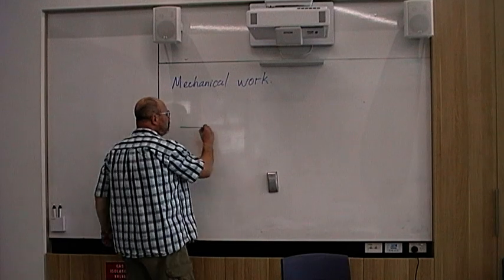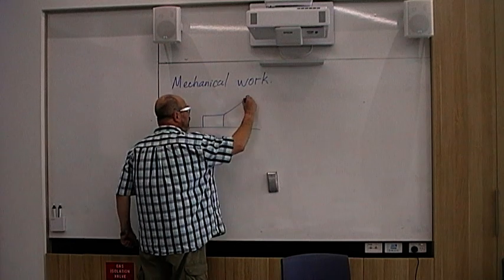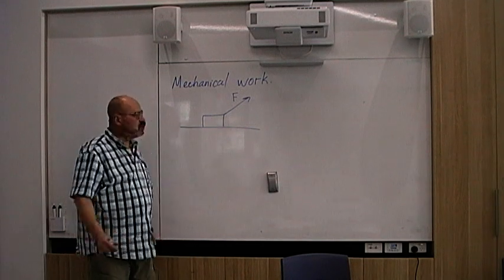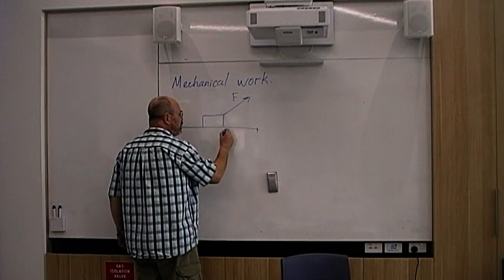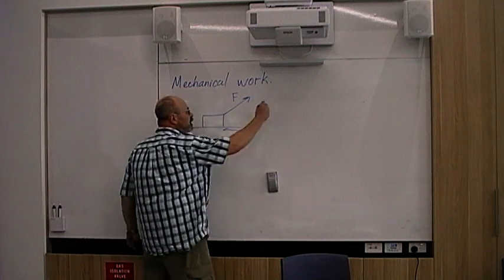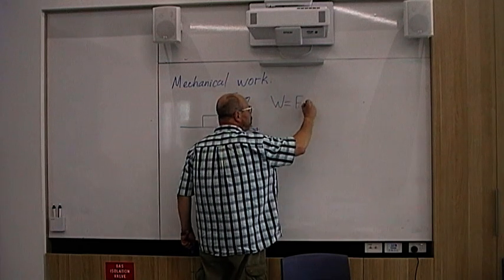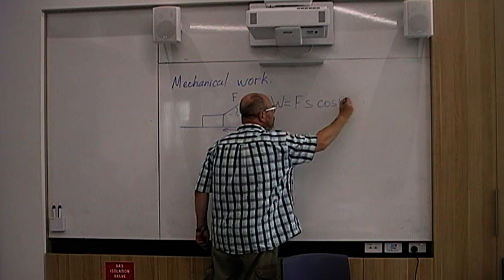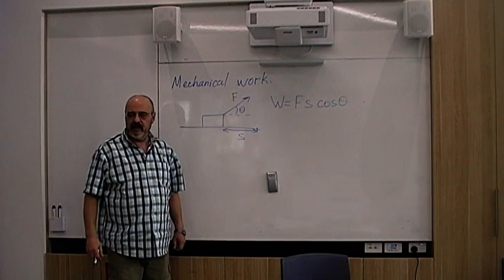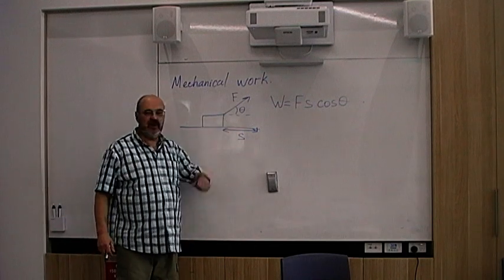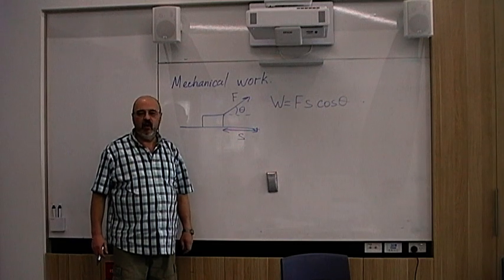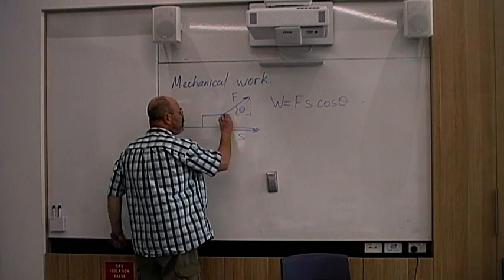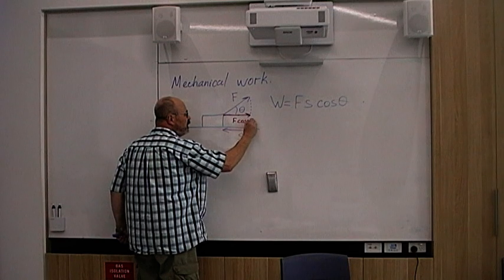definition. If we have, let's say, some object and we apply force F, and using this force we move this object by a displacement S, then mechanical work equals force times displacement times the cosine of the angle between them: F s cos theta. Why do we need to multiply by cos theta? Because does the whole force move the object? Only the horizontal component of the force will be moving the object. Only this component, which is F cos theta, is what's moving the object.